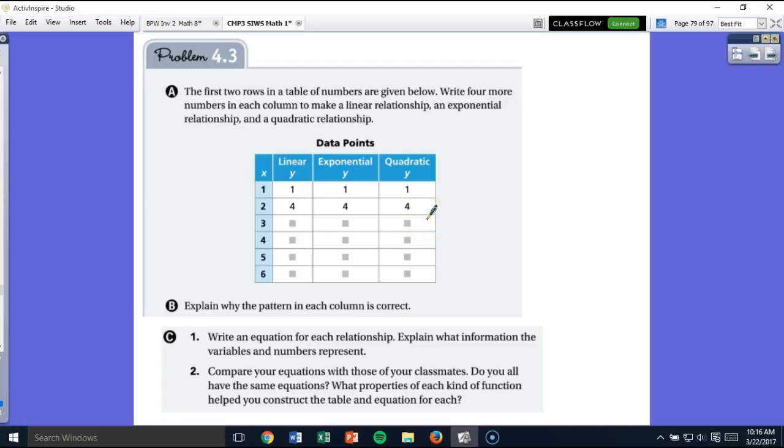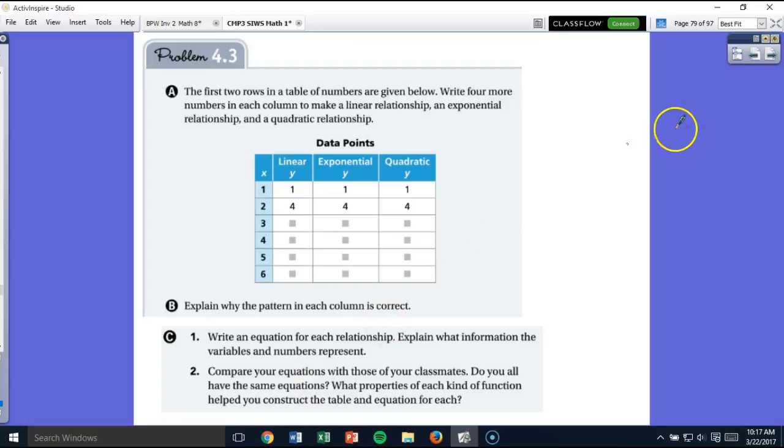Once you have the table filled out, explain why the pattern in each column is correct, write an equation for each relationship, and explain what each of your numbers and variables mean, as in slope or growth factor or exponent or whatever it is. Explain what the information is for the variables and the numbers. And then compare your equations with the rest of your teammates, maybe the rest of your class. Did you all come up with the same equations, or did some of you have different equations?